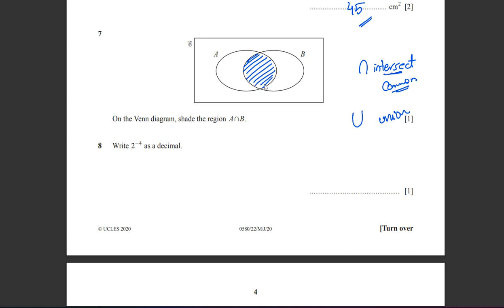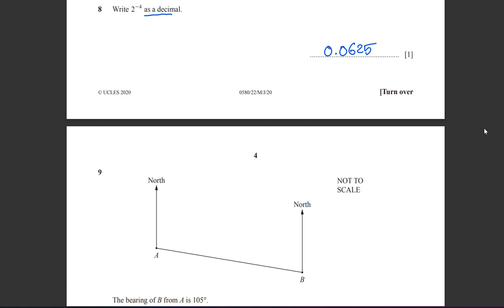Write 2 power negative 4 as a decimal. So I am going to use the calculator and write 2 power negative 4. So it is equal to 0.0625, and this is the final answer.